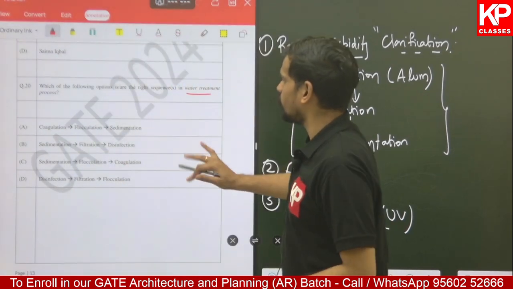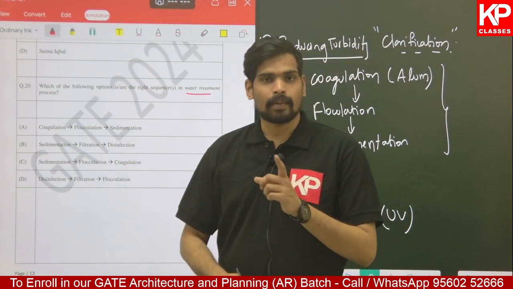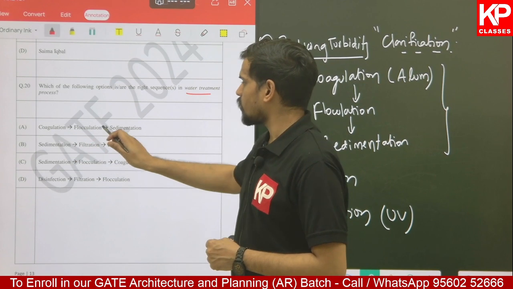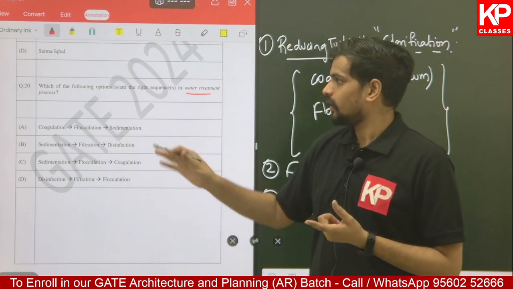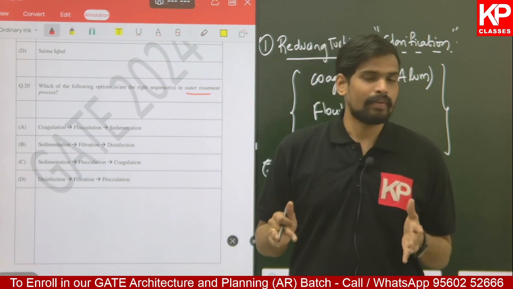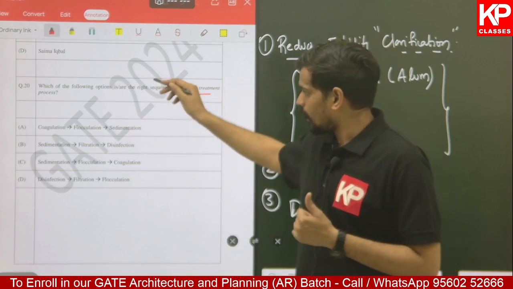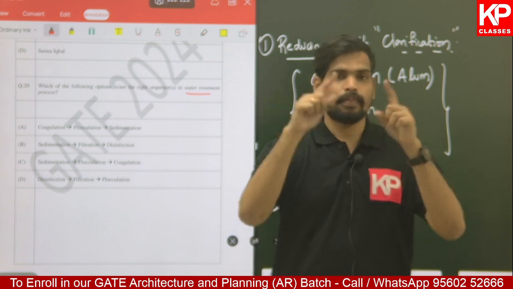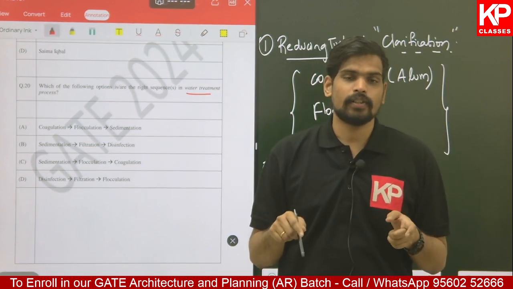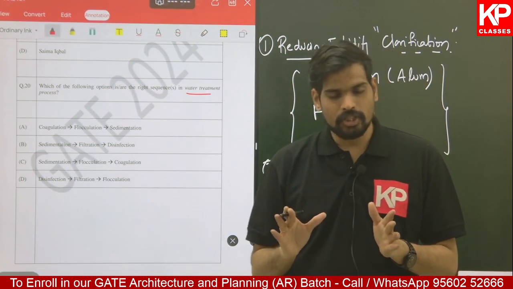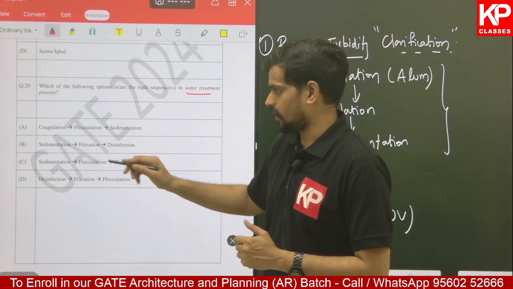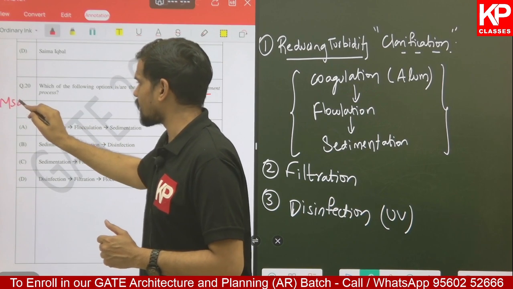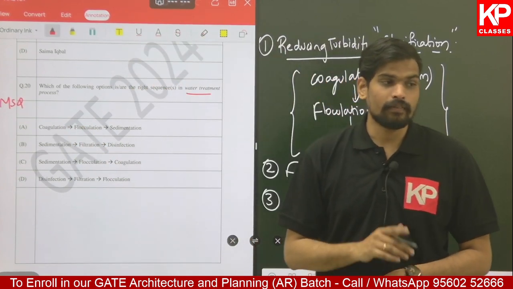So if you look into the given options, this is a multiple select question, so multiple options can be correct. Coagulation, flocculation, sedimentation. This is a master question paper taken from the official website of GATE, where they did not mention it clearly, but in the official paper, when you write the examination on the computer screen, for every question it will be mentioned which type of question it is. So this is the start of multiple select questions for 1 mark.